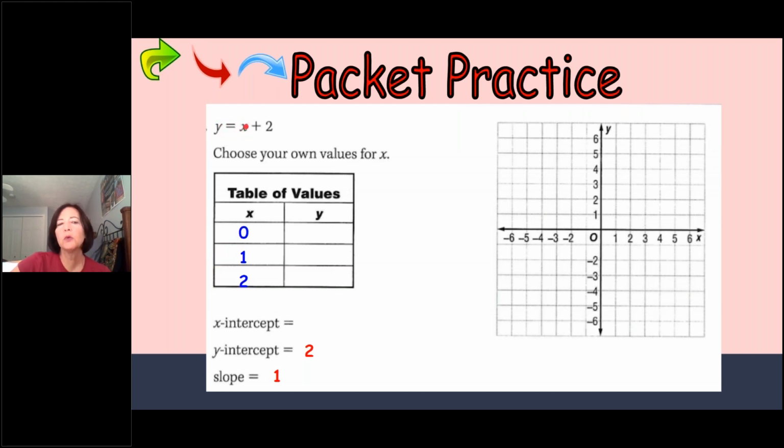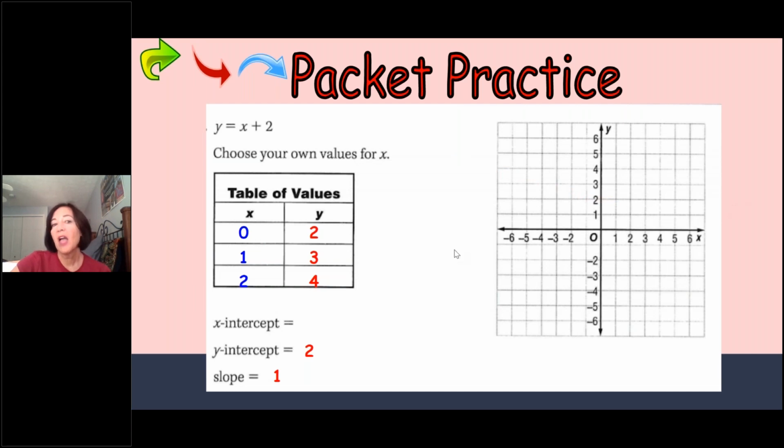Okay, so now I substitute 0 in where it says x. So it's like y equals 0 plus 2. So y must be 2. Now I'm going to substitute 1 in. So where it says x up here, I'm going to substitute 1. So y equals 1 plus 2. Y must be 3. Substitute 2 in for x. Y equals 2 plus 2. Y must be 4.